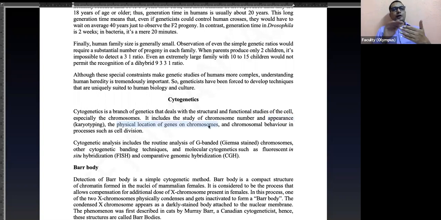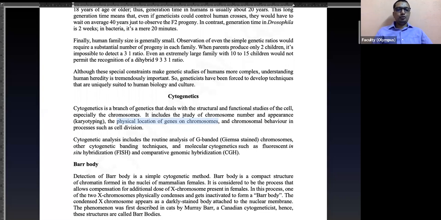What is included as part of cytogenetics? This is a very ill-defined field. In many anthropology books, they don't properly define what cytogenetics is, or how it is connected to karyotyping. This part is not well addressed. So wherever possible, I'll try to specify that so you can make a note of these things. So what is the scope of cytogenetics? Cytogenetics involves the study of various things, especially the study of chromosomes, their number and their appearance. First point you can write: study of chromosome number and their appearance.